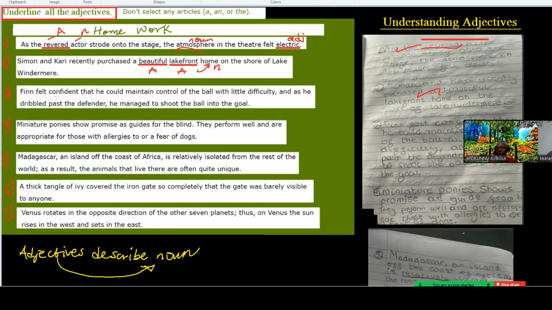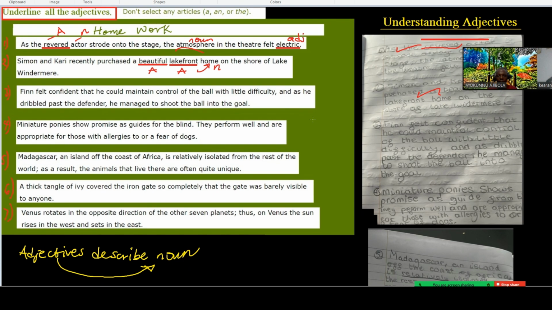Then number three, Finn felt confident that he could maintain control of the ball with little difficulty as he dribbled past the defender. He managed to shoot the ball into the goal. So, what is the adjective you underline in number three? Confident. Yeah, it's an adjective. But is there a noun it is describing? It's describing Finn, the player. No, it's describing the feeling. Okay, but it's an adjective, though not a direct noun there. Exactly, so that's correct.